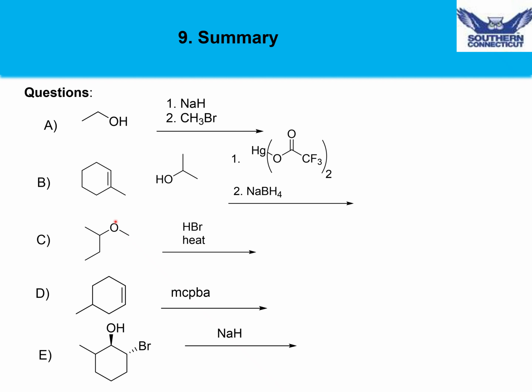In the next reaction, an ether will be treated with HBr. The fourth reaction will involve an alkene and MCPBA. And then lastly, this transhalohydrin will be treated with a base, which is sodium hydride.